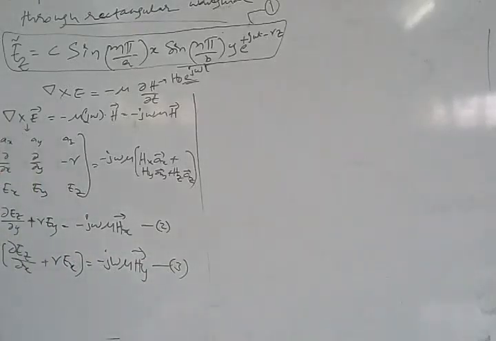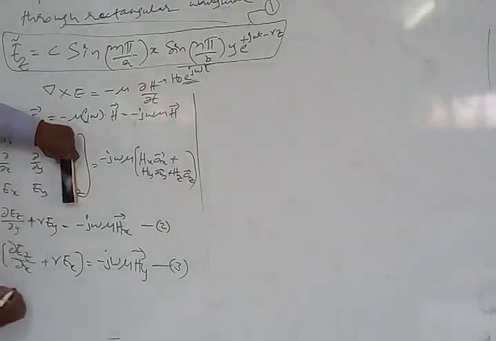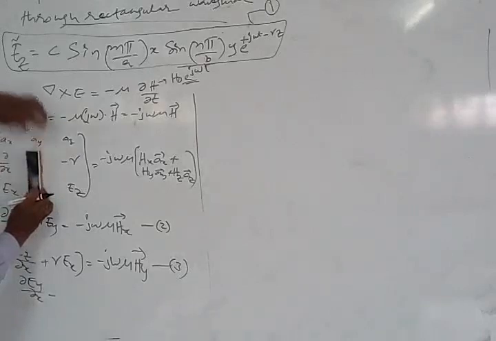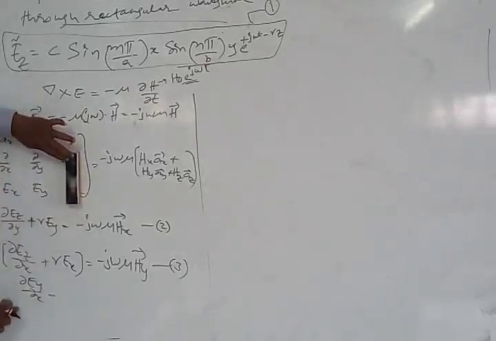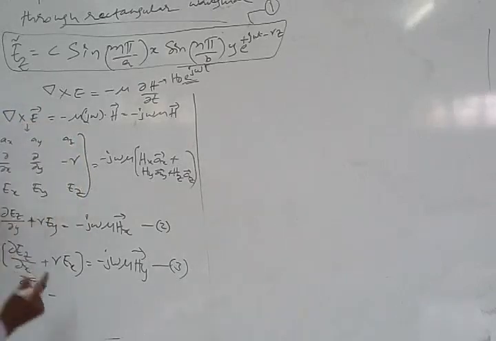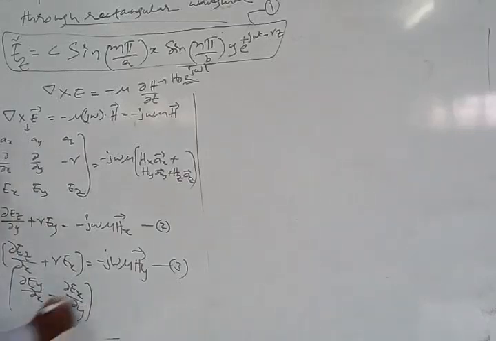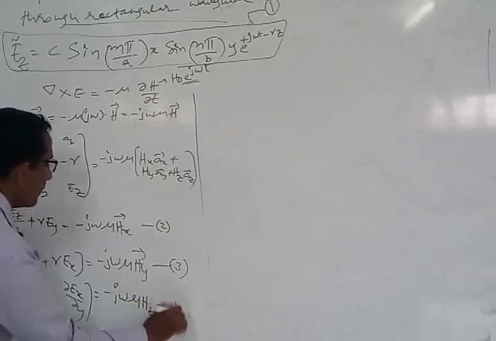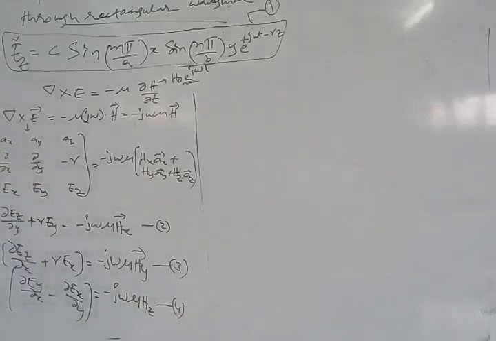Then next Az component. Az means what? What is Az I have? Dou Ey by dou x minus dou Ex by dou y. So this is the equation I get, is equal to minus j omega mu Hz. Imagine that is the equation number, say some 4.